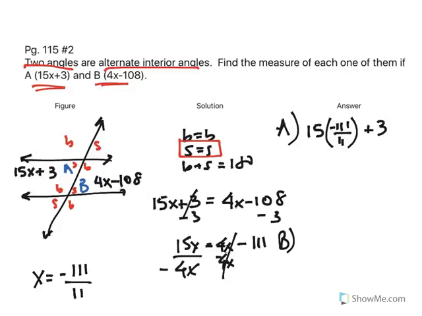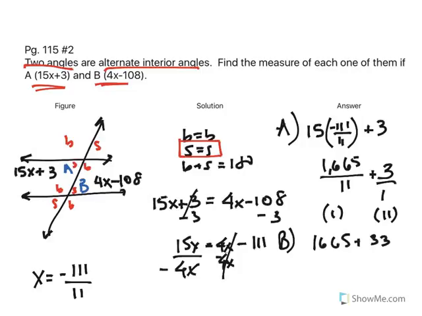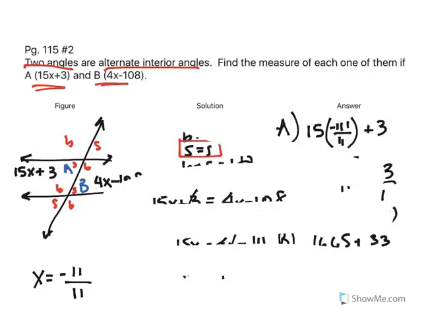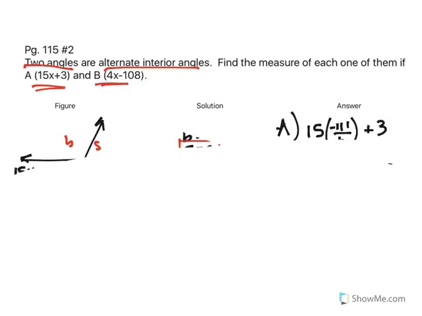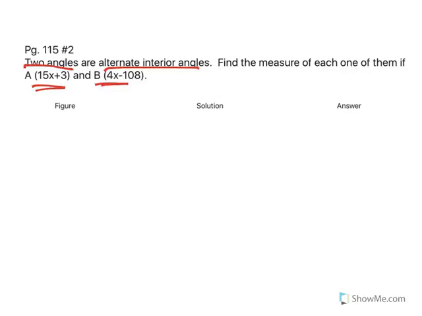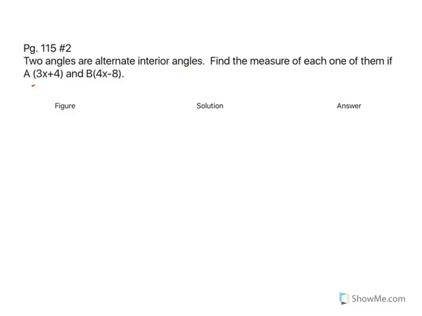Let me just grab my calculator. And we get 1,665 over 11 plus 3. Let's put 3 over 1. We get 1 and 11. We get 1,665 plus 33. You know what? I don't want to confuse you guys. Let's just go back and put in the right numbers, okay? These numbers are huge, and I don't think I'm really helping you by using huge numbers. I'm just going to change the question, okay?